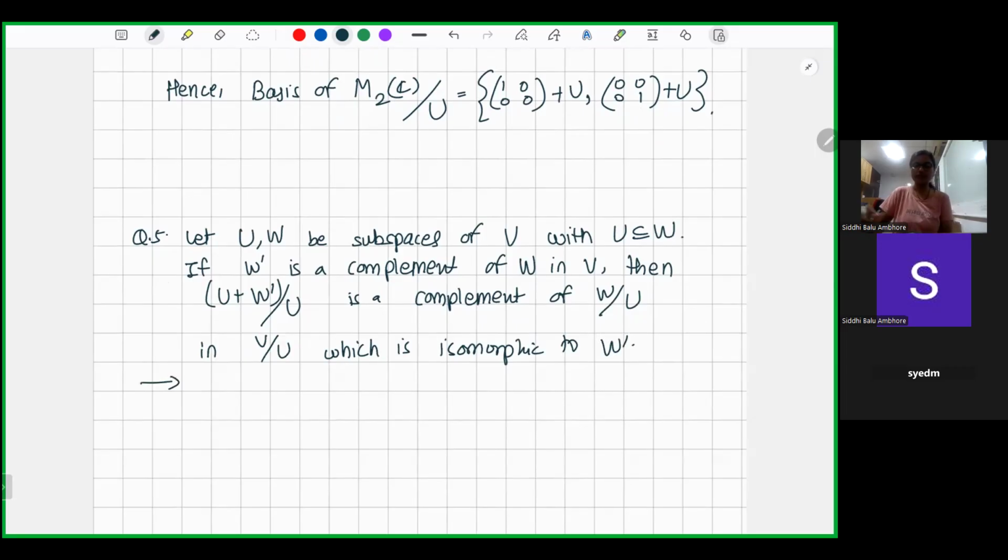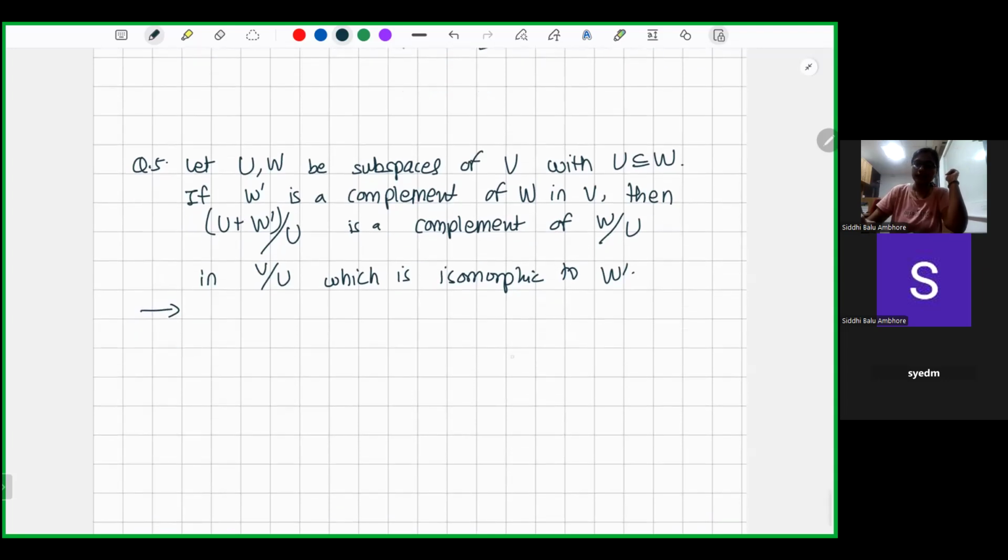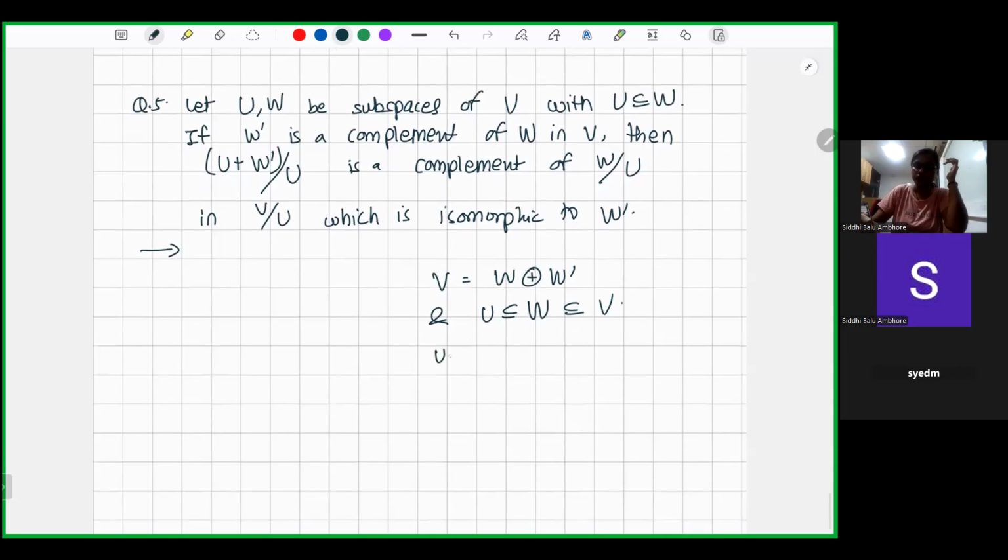So what they are saying is that if we have two subspaces U and W, and U is contained in W, and if V is W direct sum W dash, then U is contained in W contained in V, and this V quotient U will make sense.